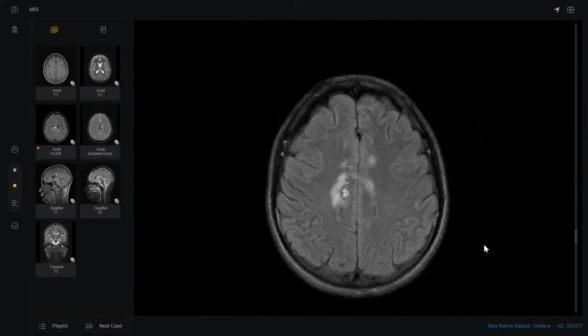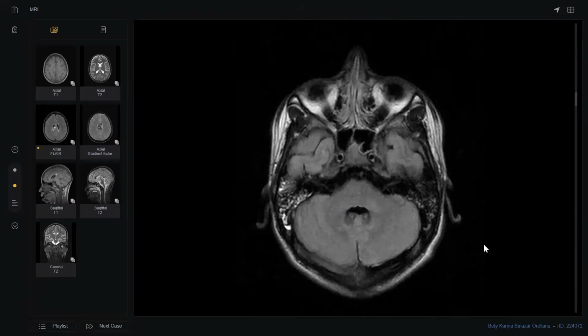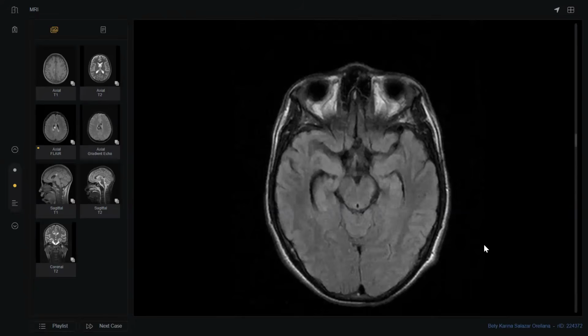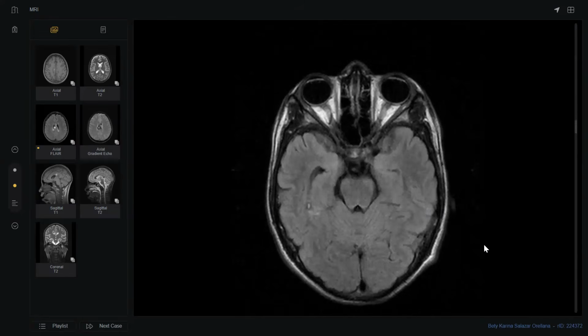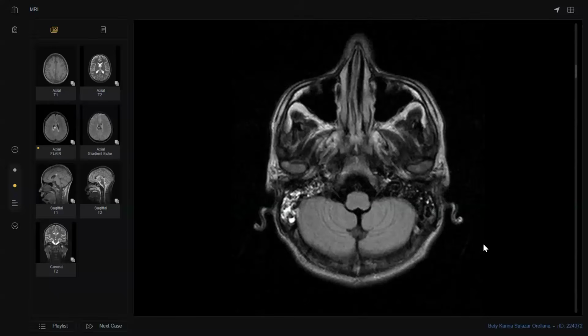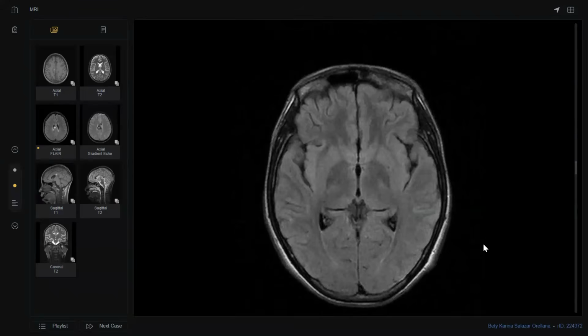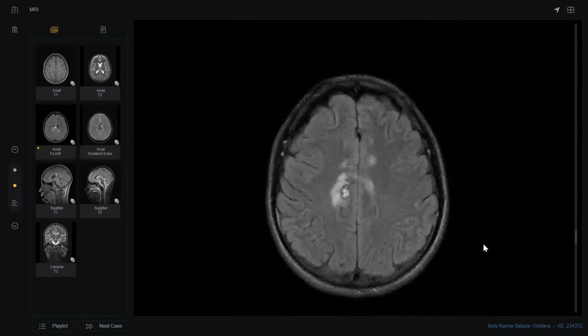And there's associated sulcal effacement as well. In the right temporal horn of the lateral ventricle, again, there is a focus of hemorrhage here. And considering the presence of fluid in mastoid cells, I will correlate it with CT scan findings to exclude underlying fractures in the skull base.